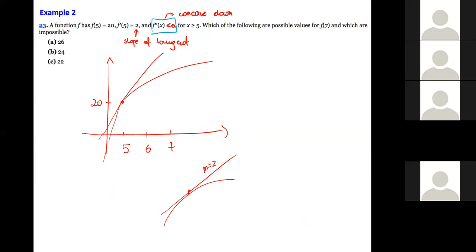If the slope is 2, how can I figure out the value at 7? Or maybe my 7 is a little bit far away. Let's say 6, 7. I can try to predict this value. Yes, we're looking for this possible value at 7. Oh, no. We're looking for this value.